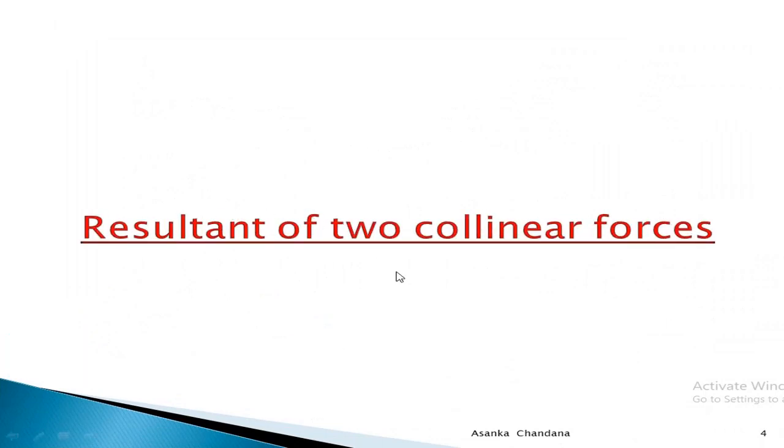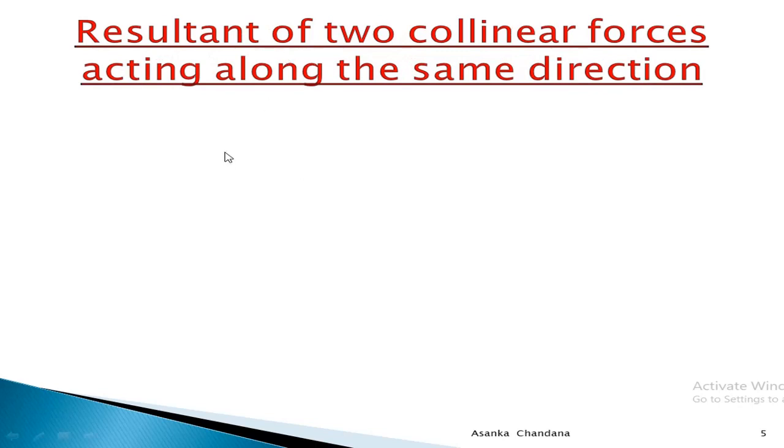Resultant of two collinear forces. Collinear forces mean forces exerted on the same line, or same plane. So the resultant of two collinear forces means the resultant of forces exerted along the same line. It may be in the same direction or the opposite direction. Firstly we will learn about the resultant of two collinear forces acting along the same direction.